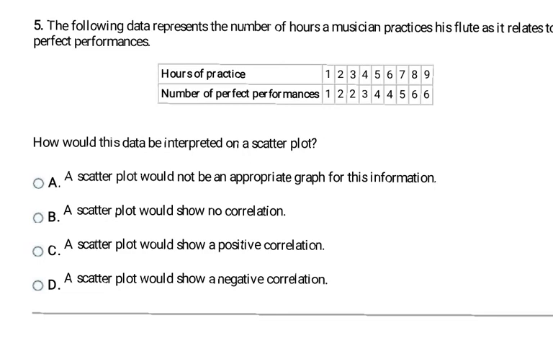So this example here is very similar. It says, the following data represents the number of hours a musician practices his flute as it relates to perfect performances. So how would this data be interpreted on a scatter plot? Well, is it not appropriate? No correlation, positive correlation, or negative correlation? So if I look, they have the hours practiced in order. As they're increasing, the number of perfect performances is also going up. So since both of these are increasing, that's going to be positive correlation.